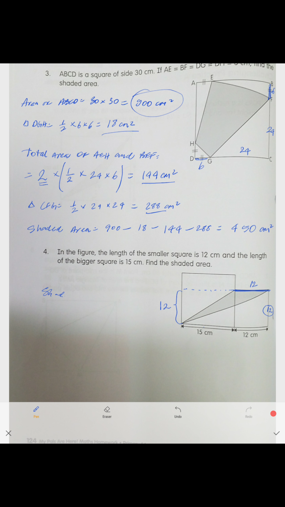So the shaded area is equal to 1 over 2 times 12 times 12. And it's equal to 172 square centimeters. That's it. That's the whole problem. Done.